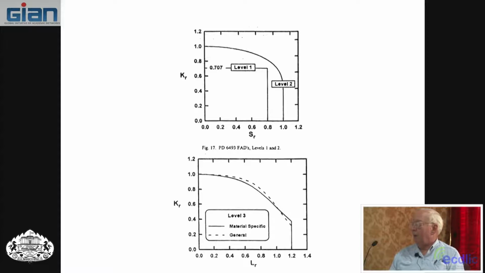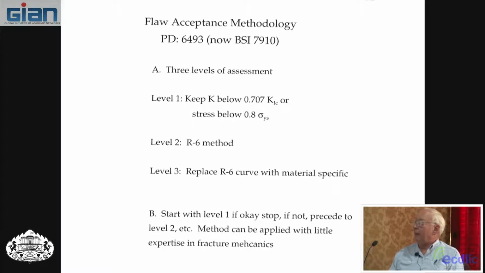This is actually a stress limit. L sub R is a load limit, load to a yield load. So this is based on stresses here. This is more based on loads, and the load limit of 1 is a kind of a limit load. The K ratio, though, is K to K1C. If you do the analysis and start with level 1 and your level 1 doesn't make, then you try level 2, and if level 2 doesn't make, you try level 3, and if level 3 doesn't make, you give up.